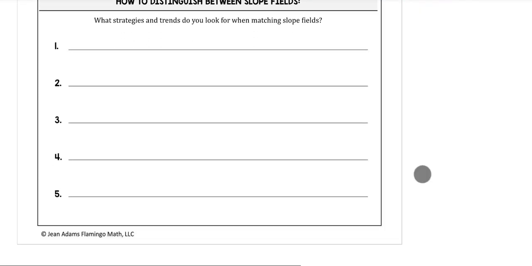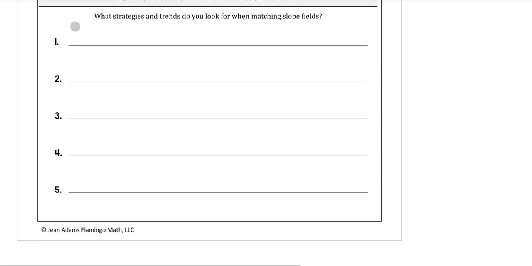Okay, and then finally, what is a nice list of things to think about or strategies that you look for when you're matching slope fields? First thing to think about is when you look at dy dx, does it have an x as part of it, and just an x? What you want to notice is if it's just dependent on x, the slopes are going to change as you move from left to right only, not up and down. So you just have to move your eyes left to right.